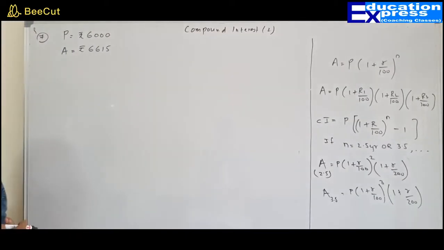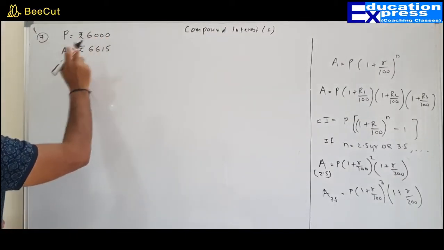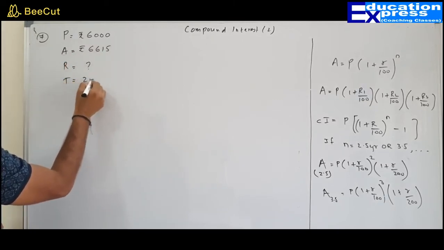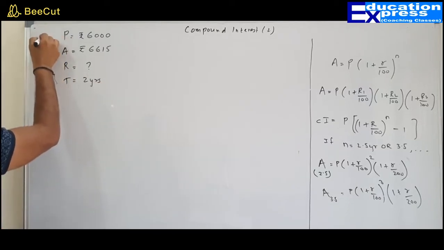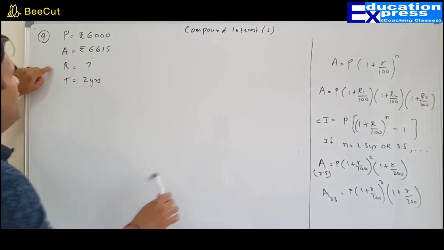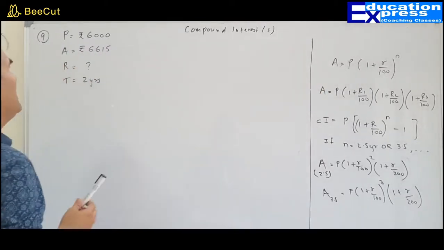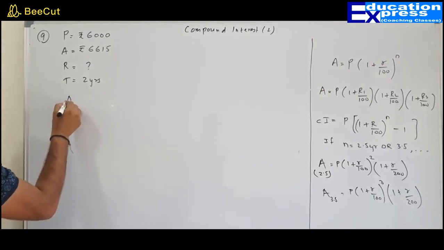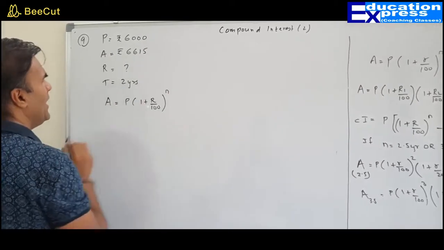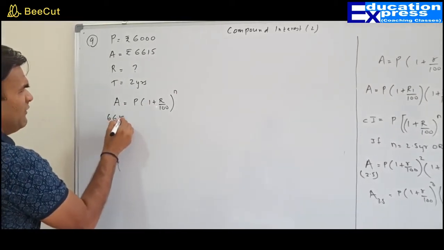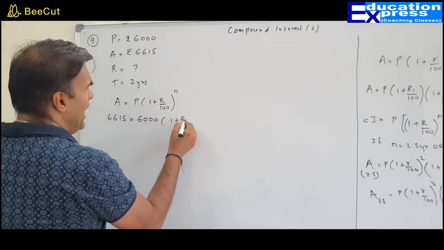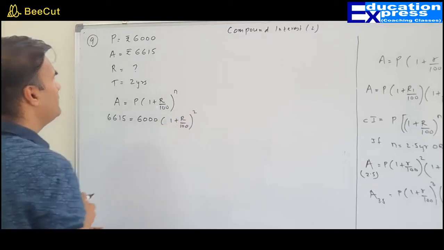So basically, principal 6,000, amount 6615, rate not known, time 2 years. Question number 9. This information is given to us. We can apply our formula number 1 and we can get the desired thing. So have a look, all of you. A equals P times 1 plus R upon 100 raised to N. 6615 equals 6000 times 1 plus R upon 100 squared.